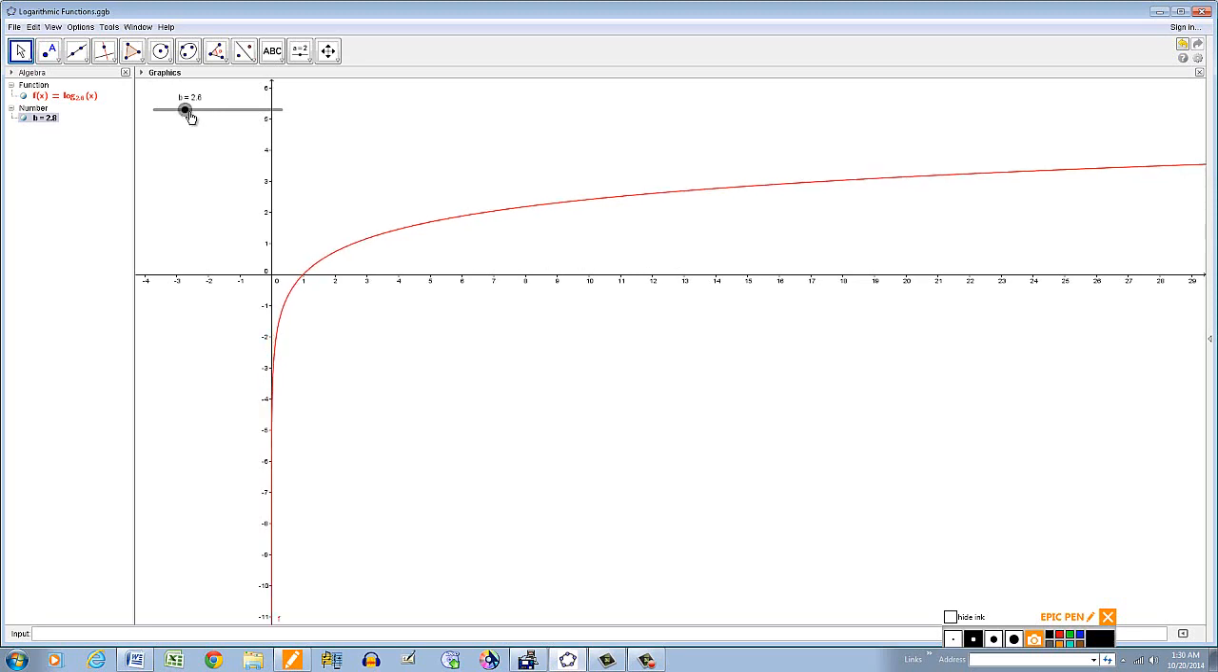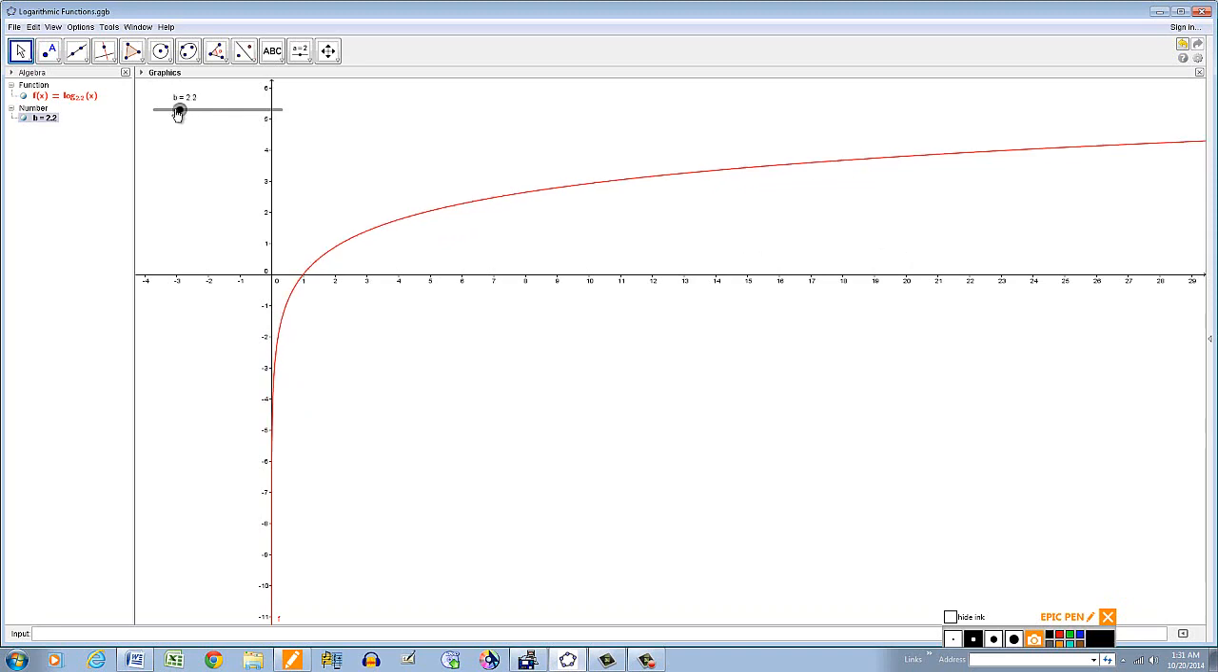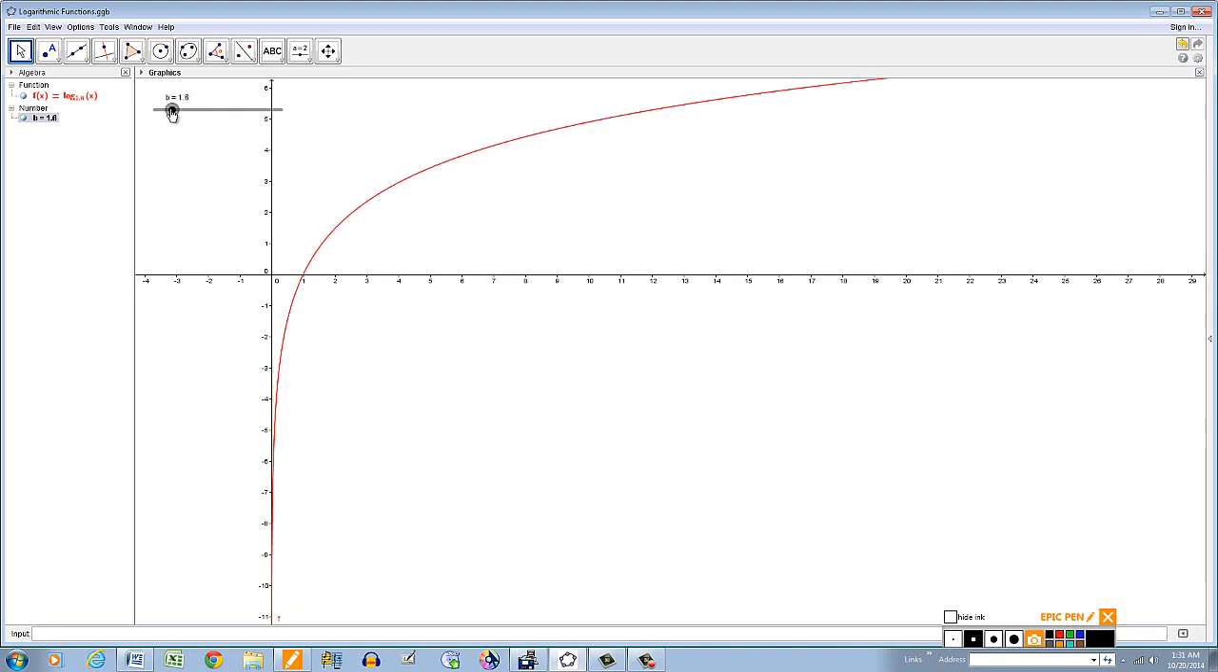Okay, there I have a base of 3. Log of x to base 3. If the base is 1, it's not defined. So at 1, notice there's no graph. It's not defined. Now, if the base is between 0 and 1, notice what the graph does.